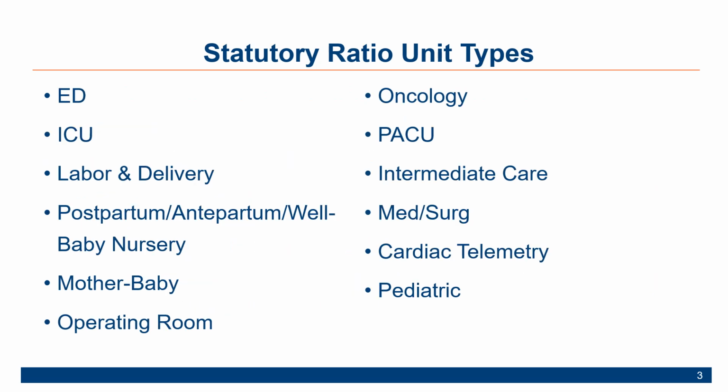The ratio unit types listed in ORS 441.765 are the only units that have statutory RN to patient ratios. The unit types listed in that statute are ED, ICU, labor and delivery, postpartum, antepartum, well baby nursery, mother baby, operating room, oncology, PACU, intermediate care, med surg, cardiac telemetry, and pediatric.